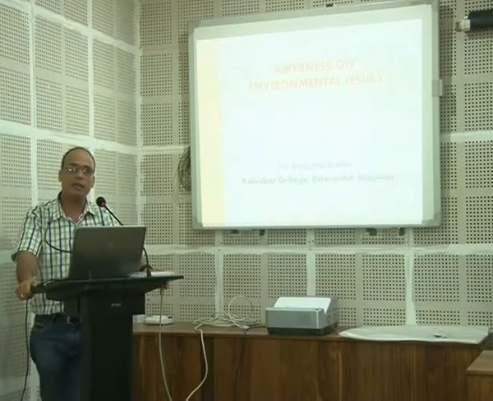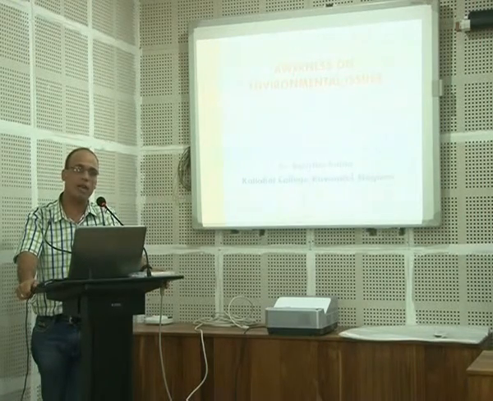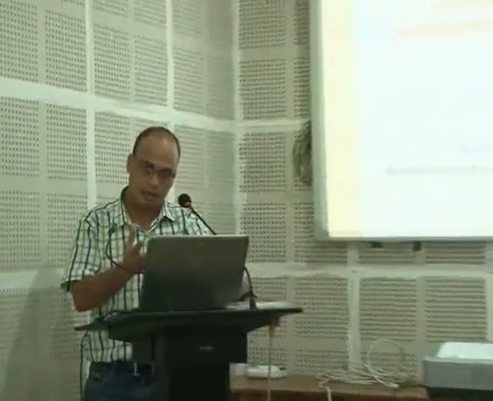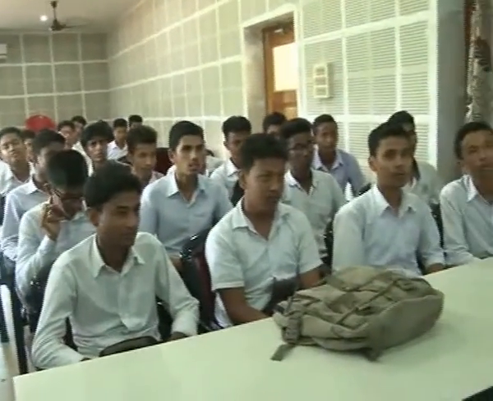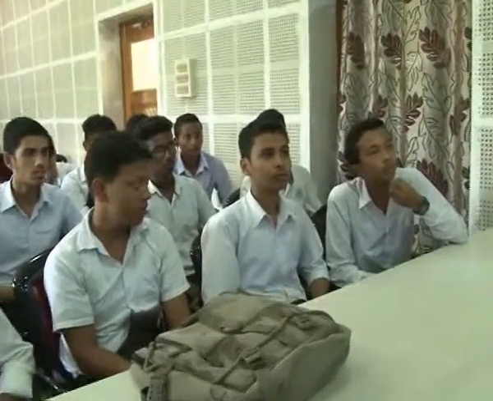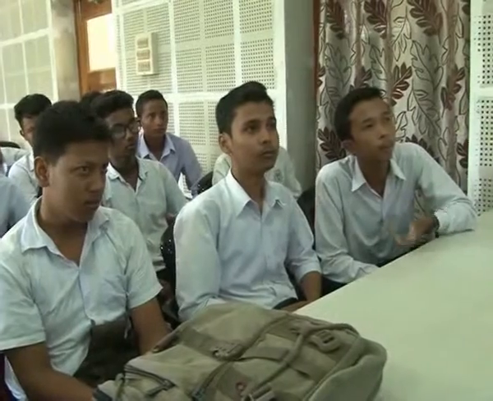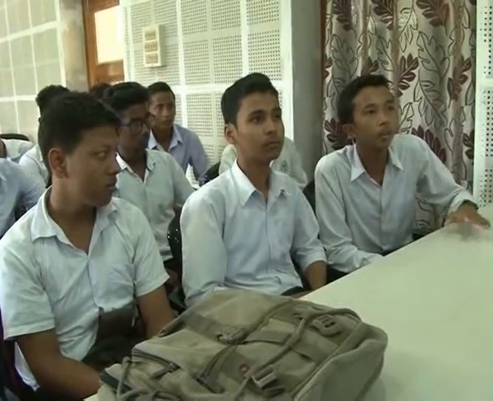Actually, the word environment is coming from the Greek language. This environment word is derived from the Greek word environ. The meaning of environment is surroundings. Surroundings of a particular area is known as the environment of that area. Surroundings of this college is known as the environment of the college. Thus, the surroundings or condition of a particular area is known as the environment of that particular area.